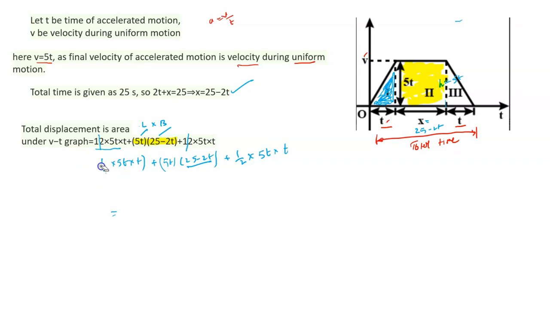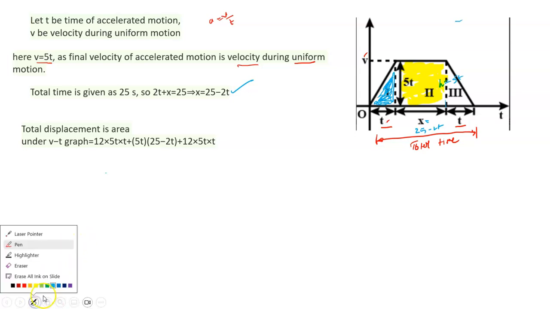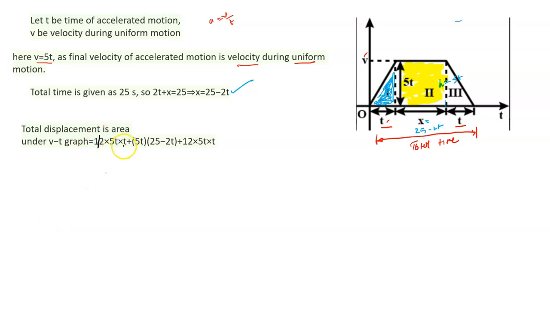On solving this, what will you be getting here? I'll make proper notes, because it is appearing like 2 and is not properly mentioned. Sorry for that. Let's go with this black color. It is 1 upon 2 into 5t. So this is the area of the triangle we are having. This is the area of the rectangle. And again 1 half base into height. This is the area of the third triangle. So one triangle, second rectangle, and third triangle.